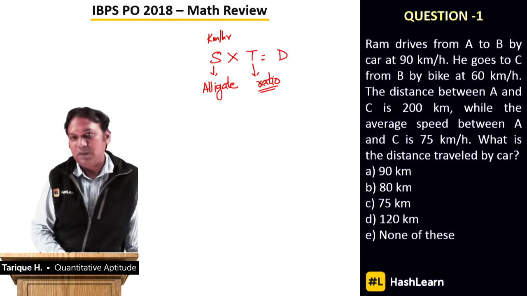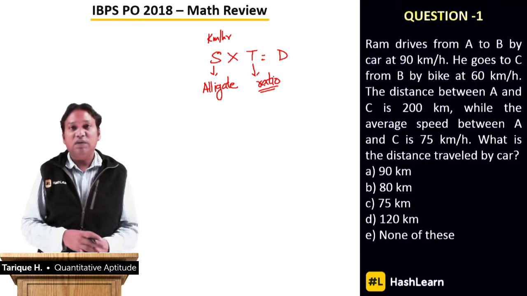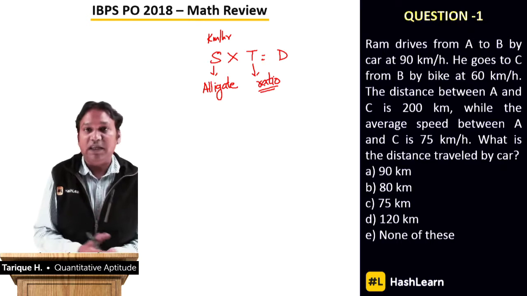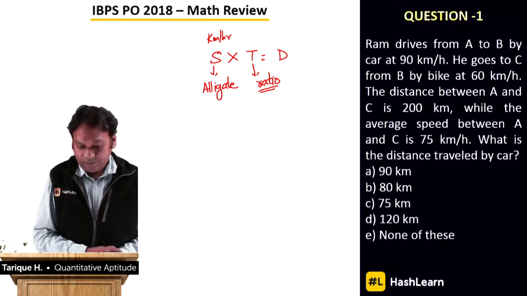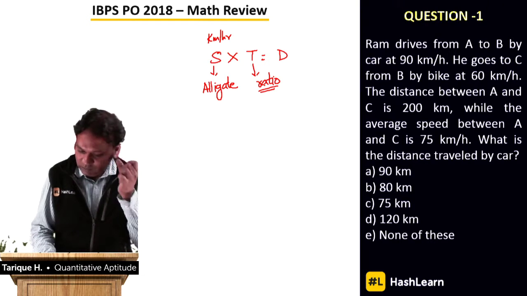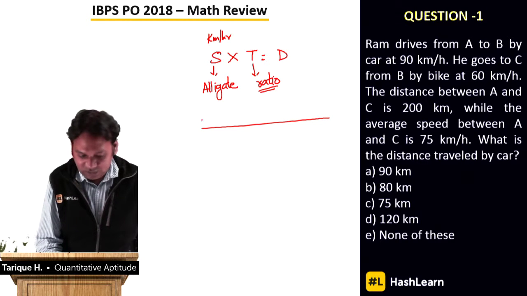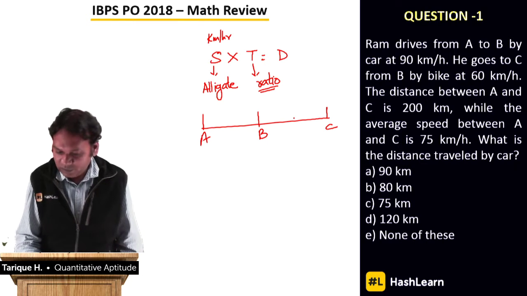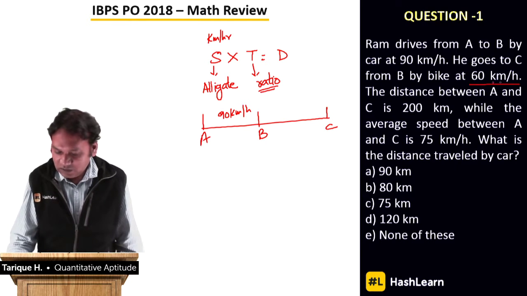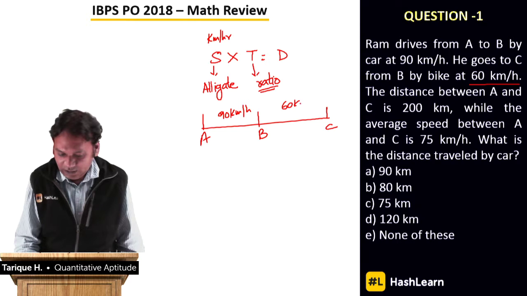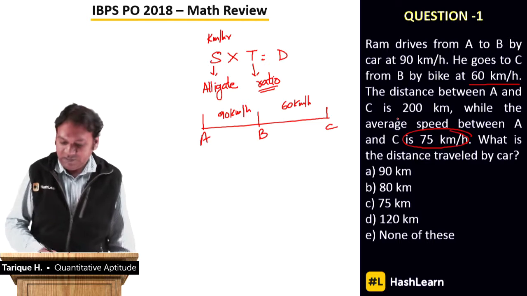When you alligate speed, so A into B is equal to C. If we do alligation with A, we get the ratio of T. So let's see here, what is given to us is there's a distance from A to B and B to C, and we don't know the distance from A to B, but we know the speed from A to B is 90 kilometers per hour and the speed from B to C is 60 kilometers per hour, and we know that the average speed is 75 kilometers per hour.